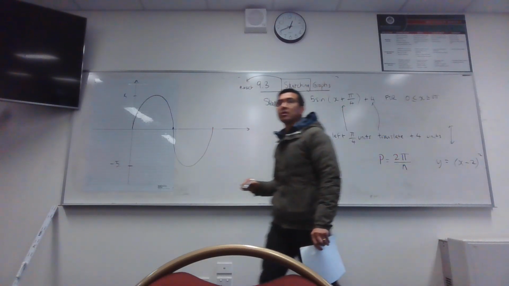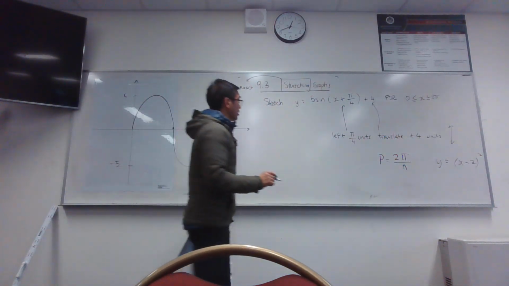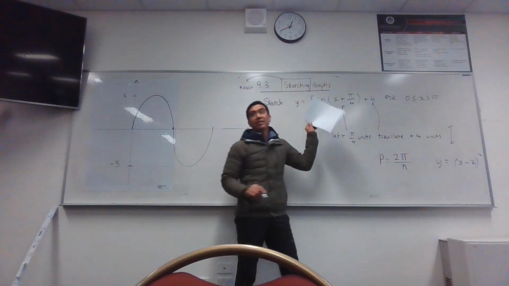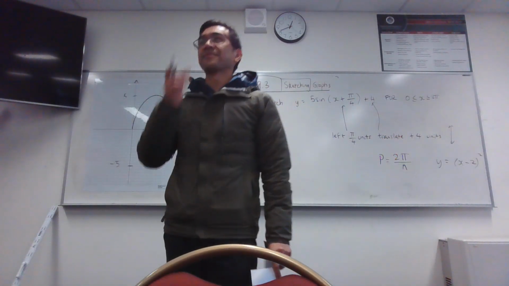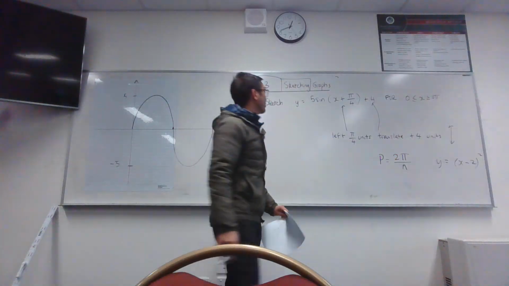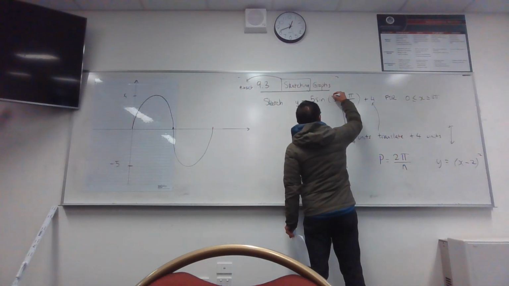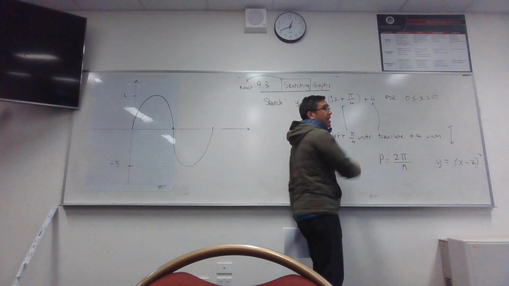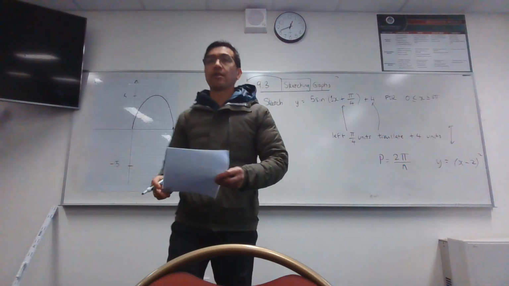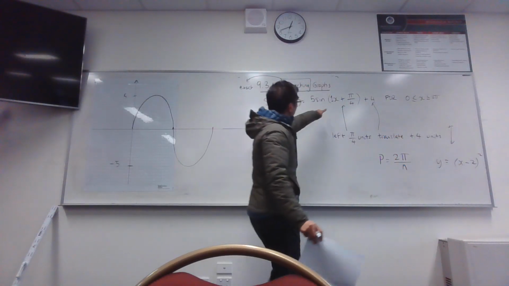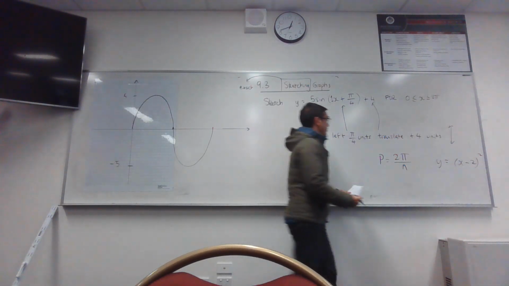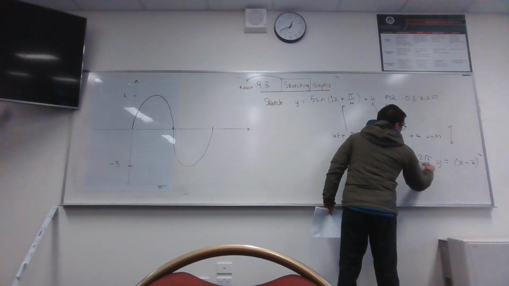Can someone tell me what the n is? Zach, there's an n somewhere here. What is it? Very good. It's standing right there, and you didn't see it. Zach's the one. 2 pi on n. So 2 pi on 1.